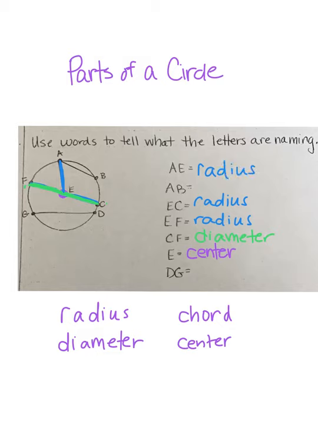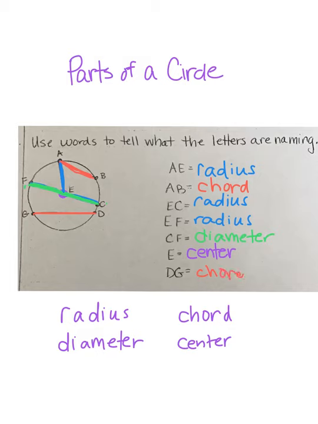Then let's talk about chords. So chords touch 2 sides of the circle, but they don't go through the center. So like GD here, that is a chord. It touches the sides, but doesn't go through the center. Also, AB, that is a chord, touches 2 sides of the circle, but does not go through the center.